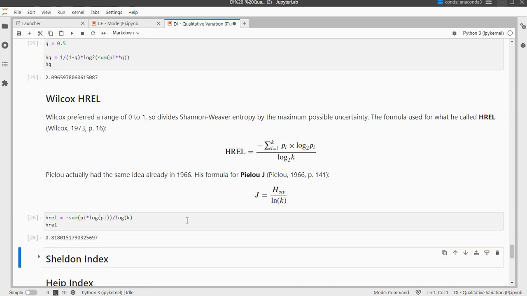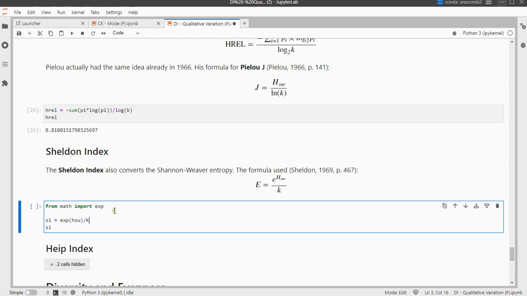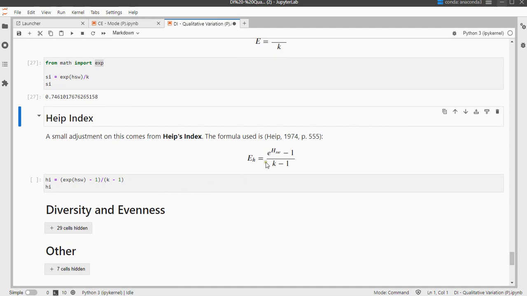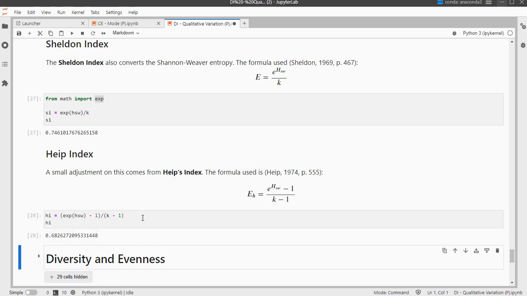Alright, and then we have the Sheldon index, again using the Shannon-Weaver entropy, but then raising Euler's number to that, divided over the number of categories. We can get the Euler value by using the exp function from math, which comes with Python. The Heip index is the last one of these entropy ones, again using the Shannon one, again raising e to the power of that minus 1, and then divided over k minus 1. So very similar to the previous one, but just in the numerator and denominator you subtract 1.